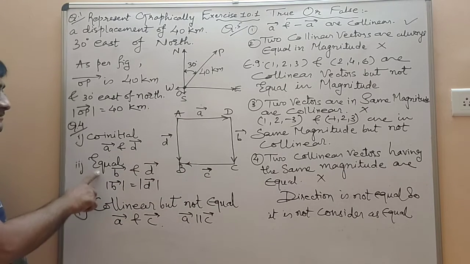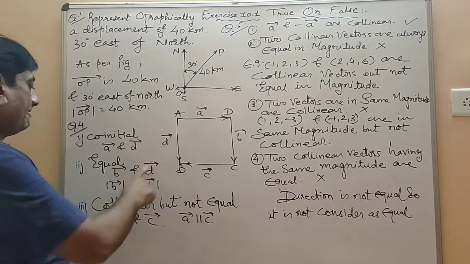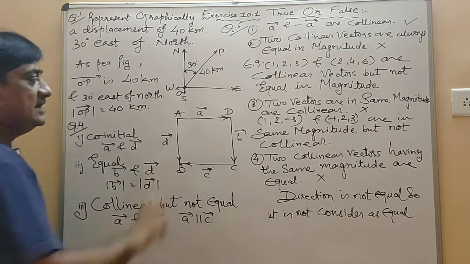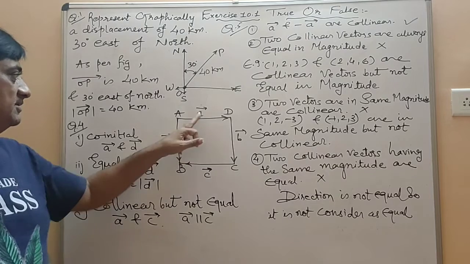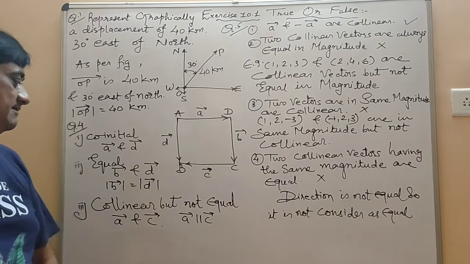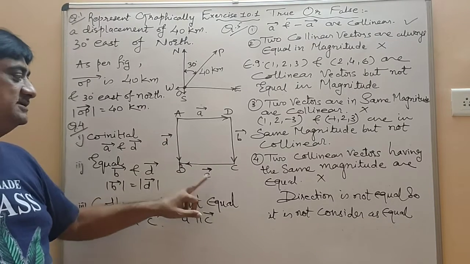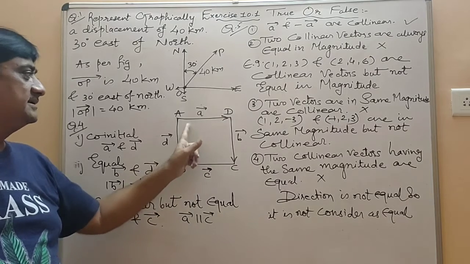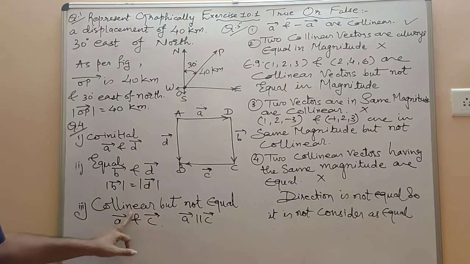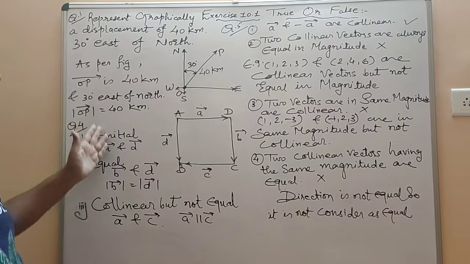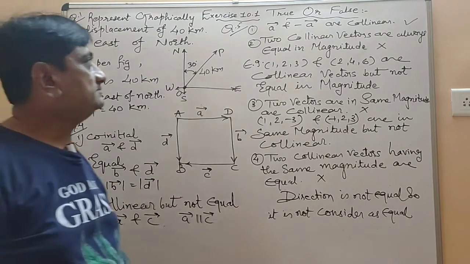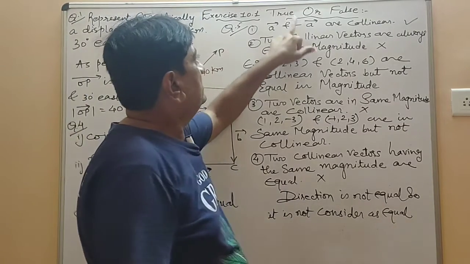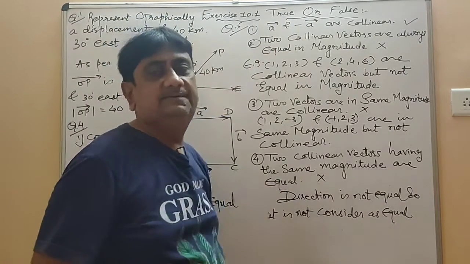What is the definition of equal vector? Like B and D. B and D are equal vectors having same magnitude, same direction. But what about A and C? A and C have same magnitude. Opposite sides are equal. The magnitudes are same, but direction is different. So collinear vectors are there, but not equal vectors. So question number 4 is oriented on this figure.